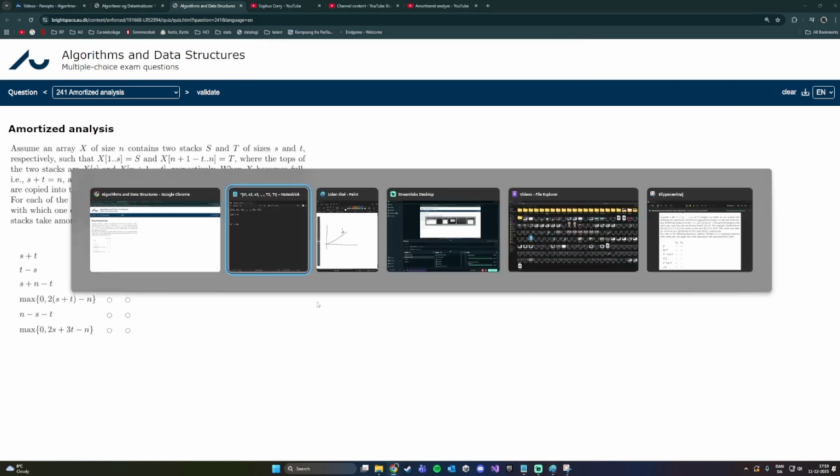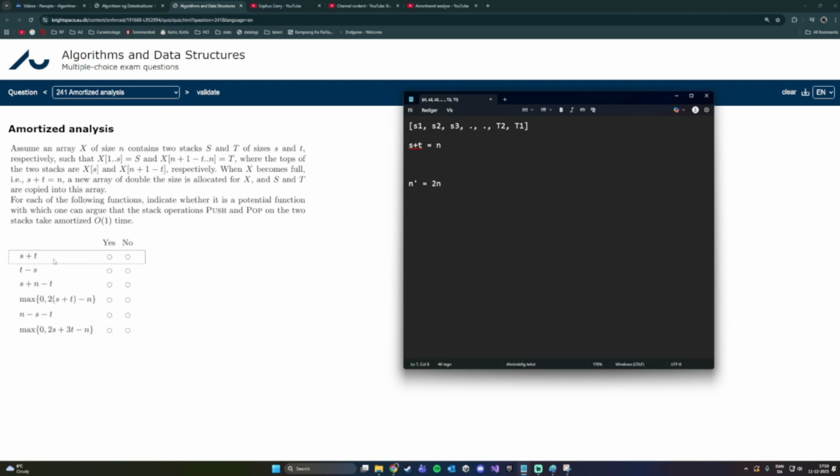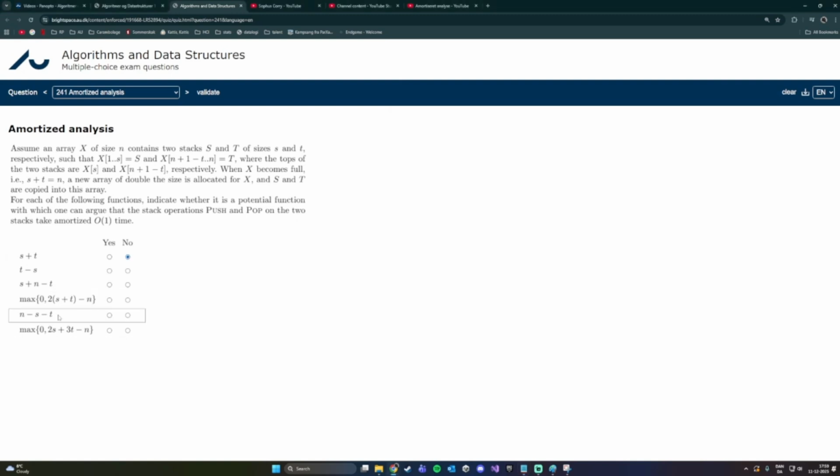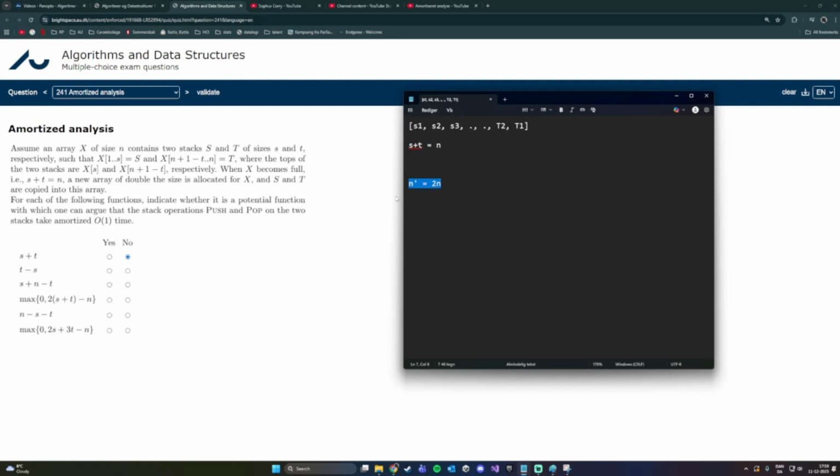Another thing to notice is that we are using s plus t amount of time, but this is good enough explanation for why that one is bad. Now let's look at these two interesting ones: max of 0 and 2 times s plus t minus n. That's a bit confusing.